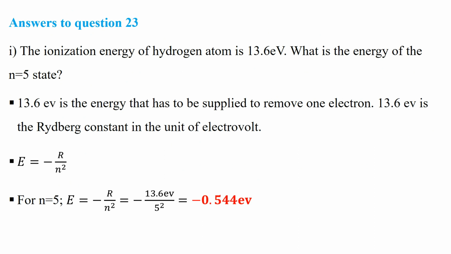So we have the hydrogen atom, and the question is asking the energy of the n equal to 5 state. We know that the energy is equal to minus the Rydberg constant divided by n squared. For n equal to 5, we replace n with 5. The Rydberg constant is 13.6 electron-volt. Replacing n by 5 and the Rydberg constant with 13.6 electron-volt, we get the answer, which is minus 0.544 electron-volt.